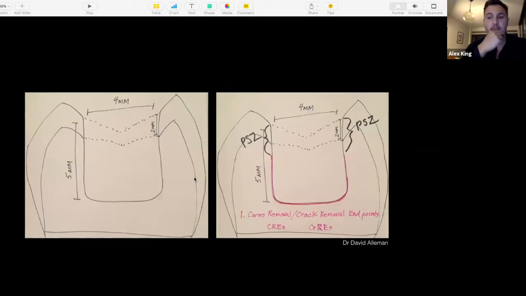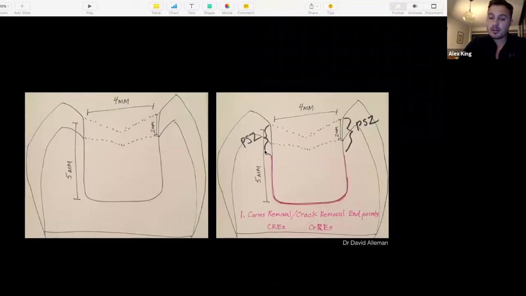So that's it really. I'm just going to discuss the next maybe 6 pictures. It's a cavity drawing, not by myself, by David Ellerman, and it discusses a lot of the principles that we've just gone through. So here we have a cavity, a class 1, 4 millimeters across, say, but 5 millimeters deep. And that's because we're not going to impinge any greater than the caries removal endpoint of being 5 millimeters deep.